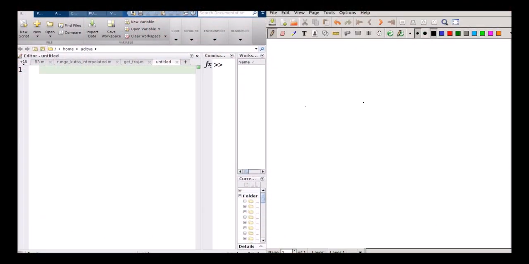In this particular video, we're going to see how we can encode the tridiagonal matrix algorithm in MATLAB. Before that, let us have a quick look into the algorithm itself.